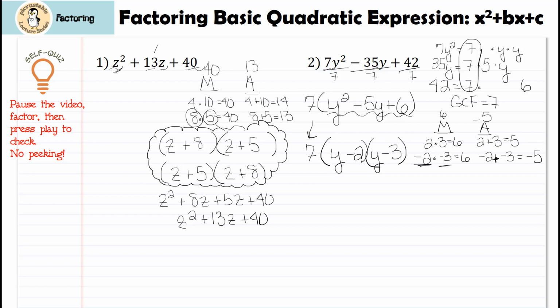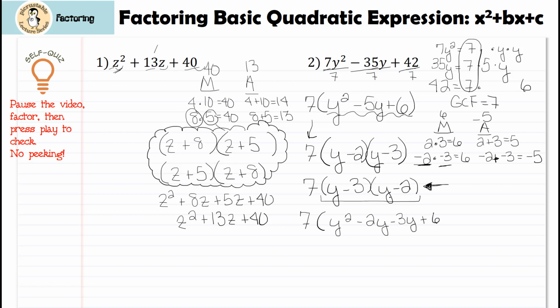Maybe you said negative 3 times negative 2. Then in your case, you'll have 7 times y minus 3 times y minus 2. But they're exactly the same. I'm going to FOIL this one just to prove it to you. The inside, we're going to have y squared minus 2y minus 3y plus 6, because negative 3 times negative 2 is a positive 6. Let's collect our like terms.